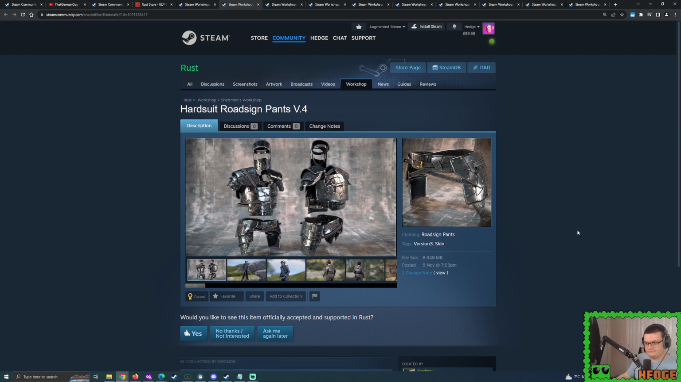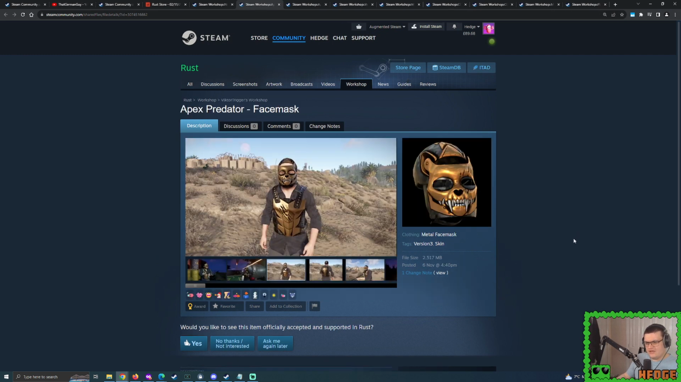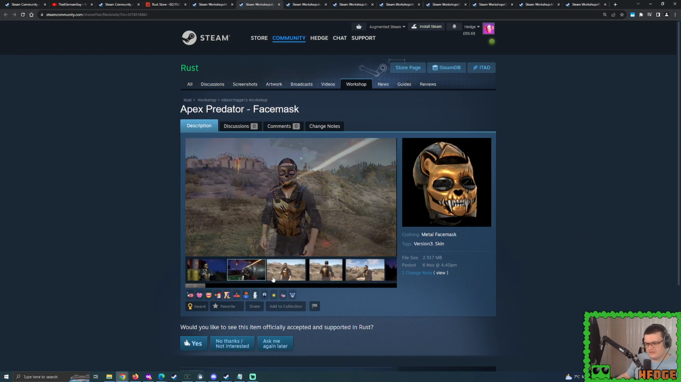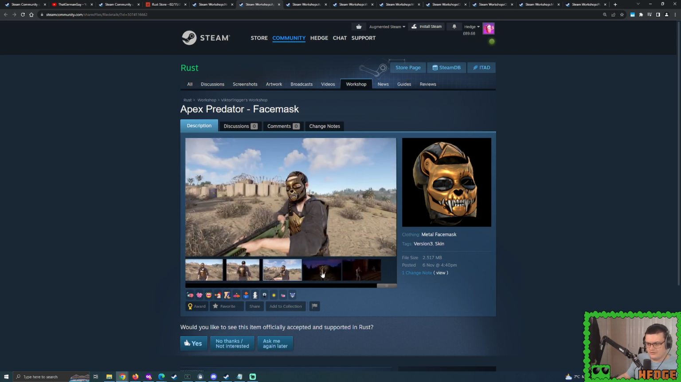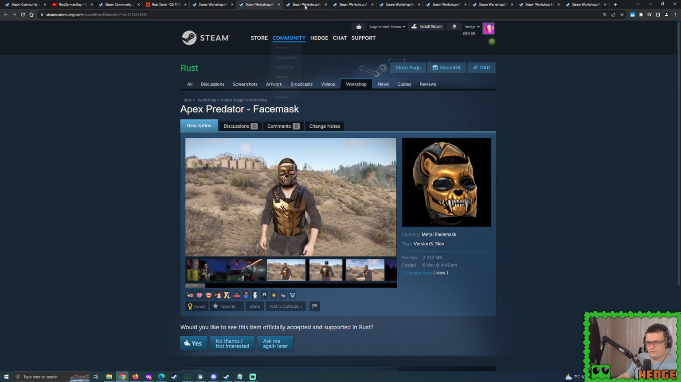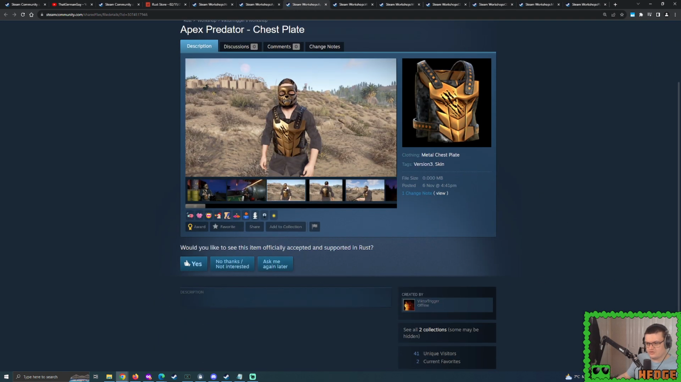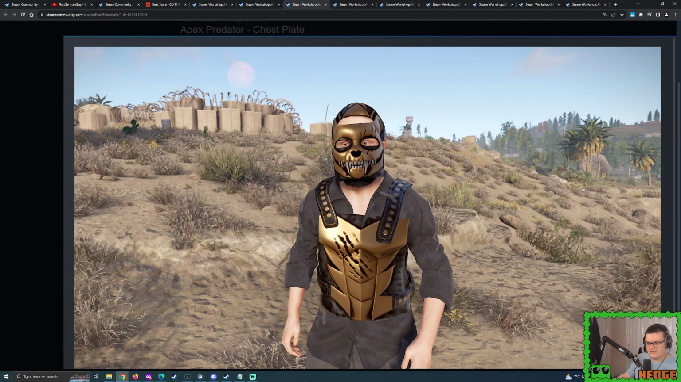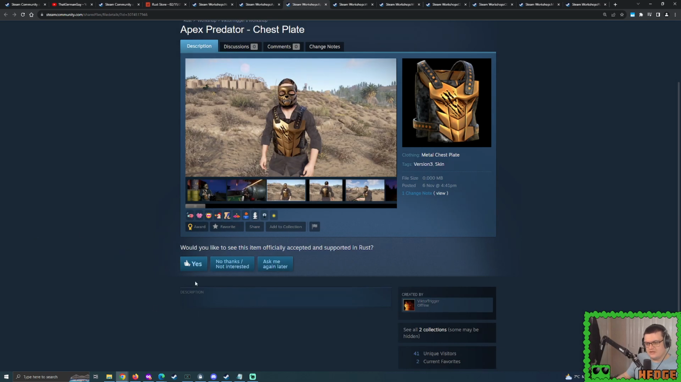Best of luck, Shedmon. Here we have Apex Predator face mask and chest plate. Get a good look at that. Very nice, very cool. He's got the teeth, he's smiling, he's very happy, yes indeed. This is produced by Victor Trigger. He loves making animal-themed style skins. If you like what you see, please consider voting yes or no, and we shall see what happens next. Best of luck to you, Victor Trigger.